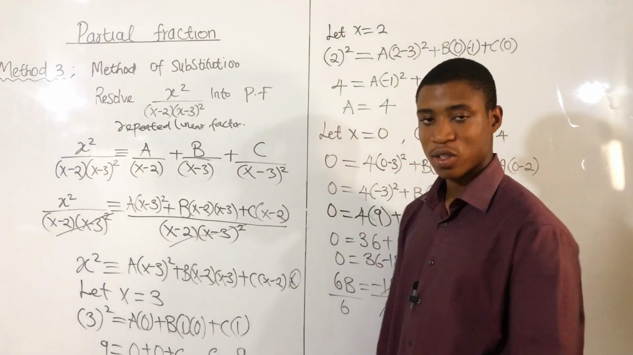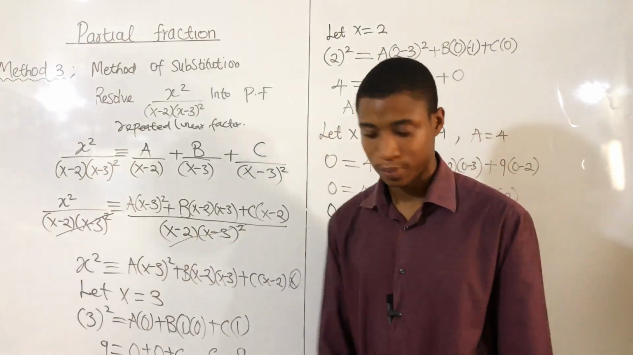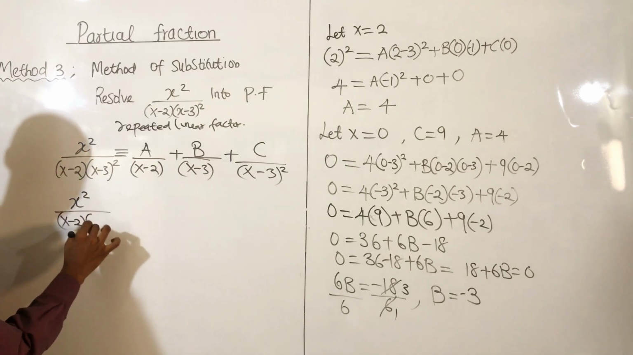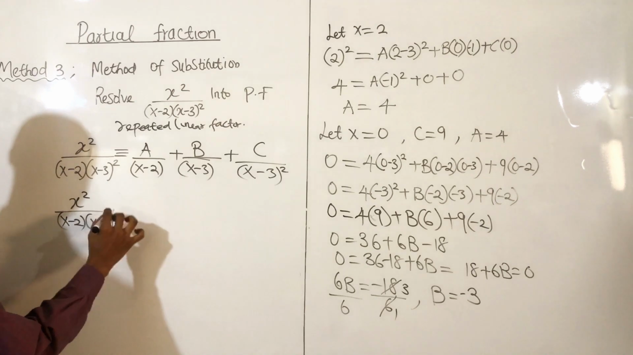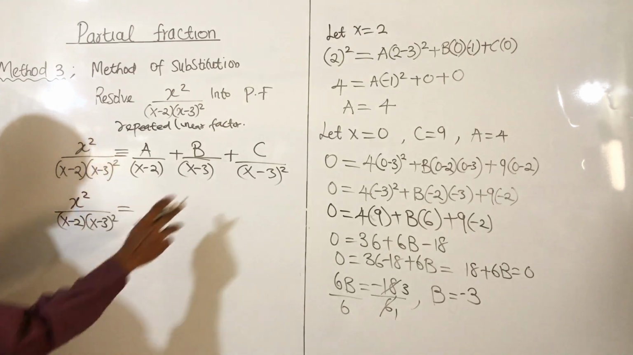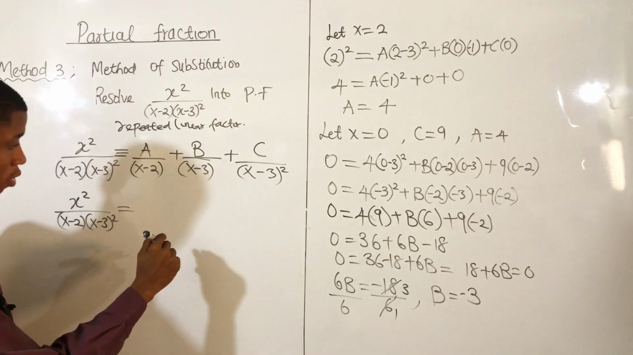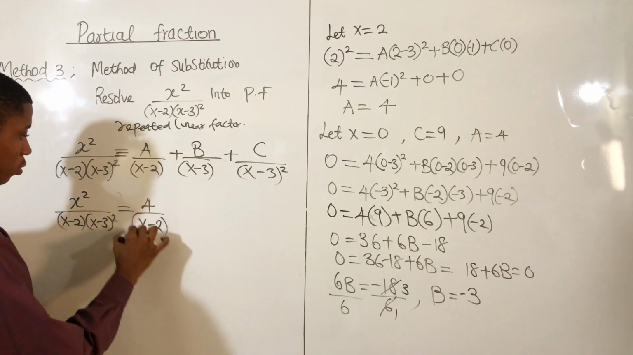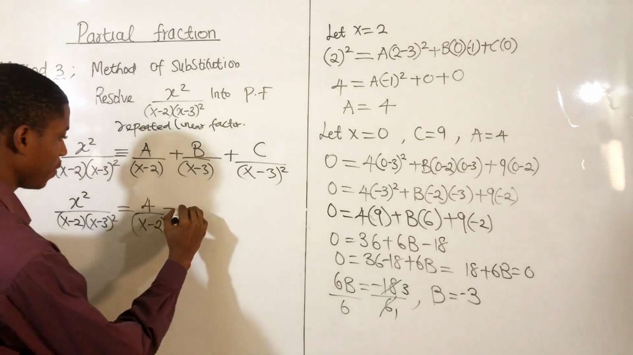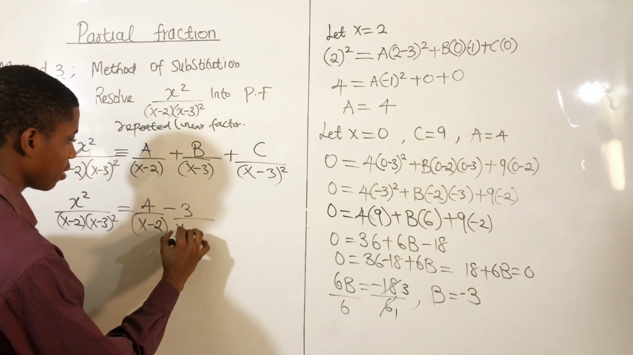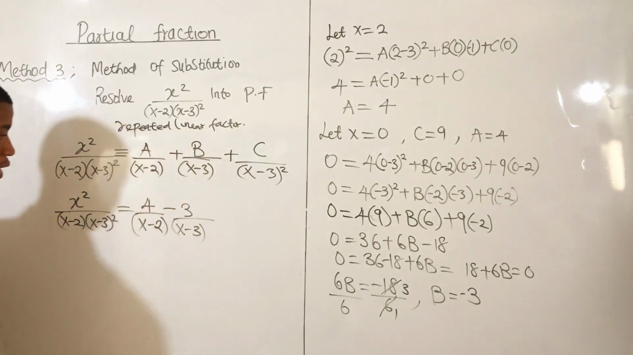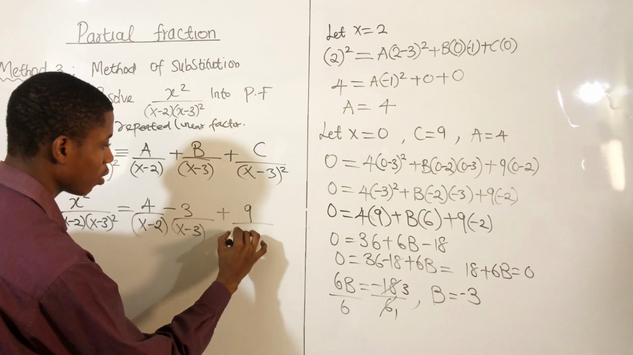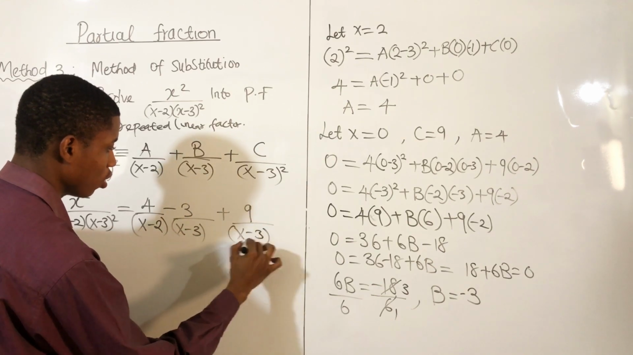So I'm going to substitute the values into this. So let's wipe this off. x squared over (x minus 2)(x minus 3) all squared is equal to A over (x minus 2), where we have A as 4, so 4 over (x minus 2). We have B as negative 3, so we have negative 3 over (x minus 3). Then we have plus C. C is 9, so we have 9 over (x minus 3) all squared.